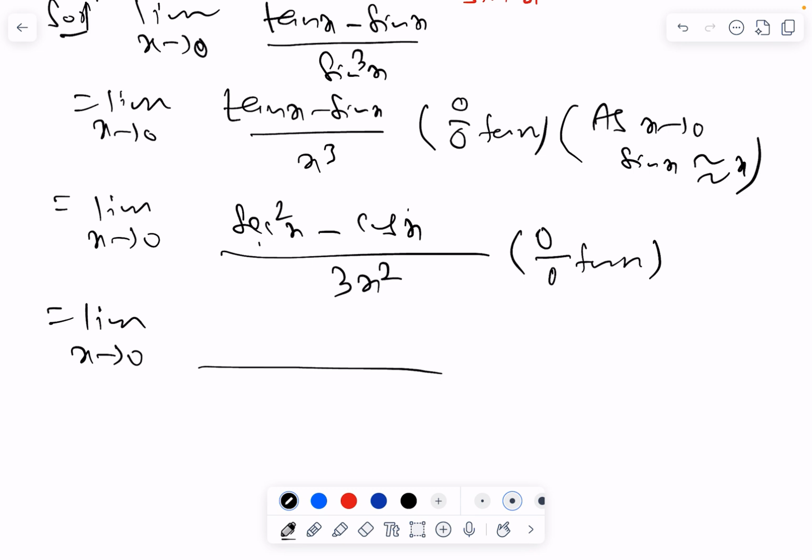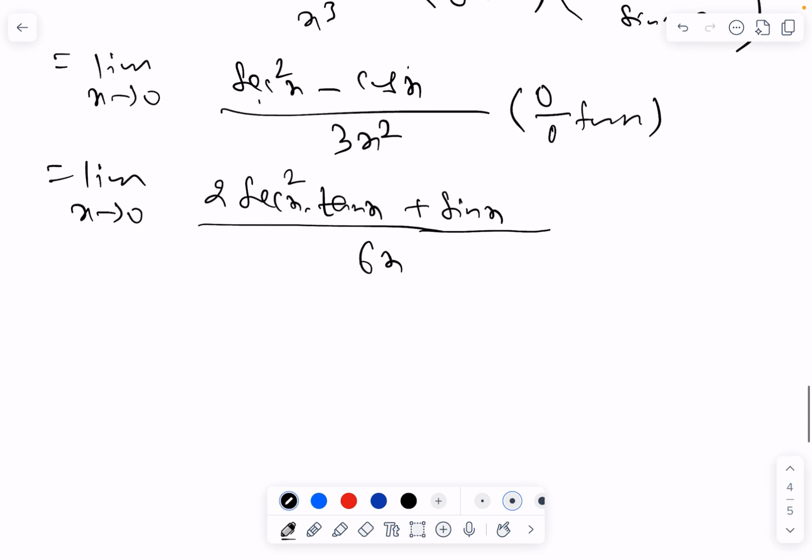Sec square x. So derivative of sec square x, that is 2 sec x. And derivative of sec x, chain rule we need to apply. Derivative of sec x is sec x into tan x. So that is sec square x here into tan x. Derivative of cosine x is minus sin x. So plus sin x. And this is 6x.